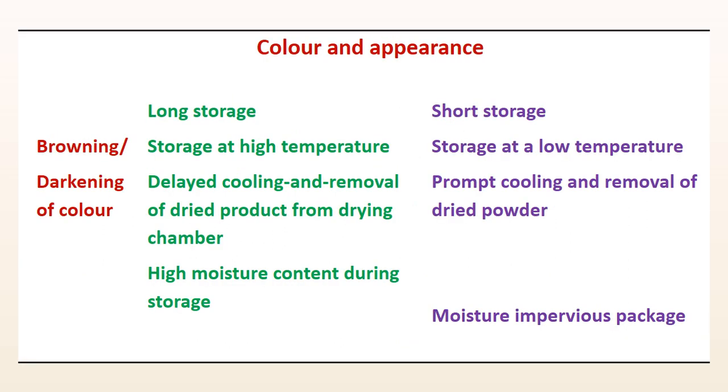Now about defects in color and appearance of milk powder. The most common is browning or darkening of color. The cause is long storage, storage at high temperature, delayed cooling and removal of dried product from drying chamber, or high moisture content during storage. And the prevention or solution is short storage, storage at low temperature, prompt cooling and removal of the powder after drying, and moisture impervious packaging material should be used.